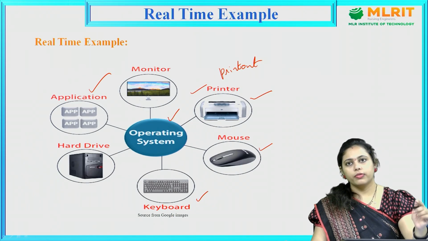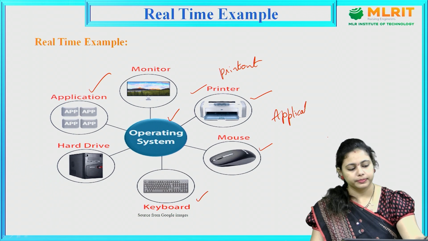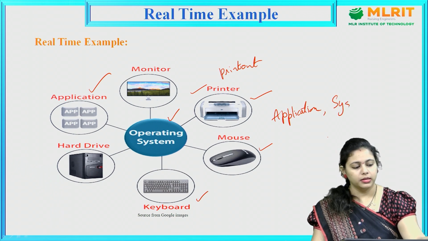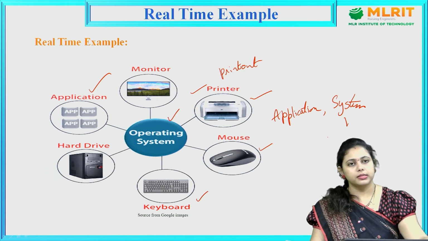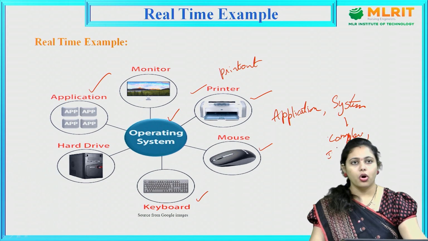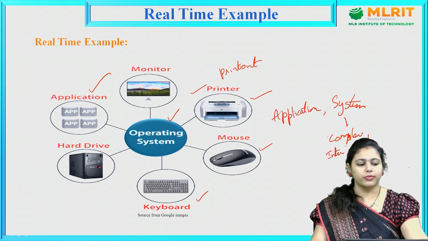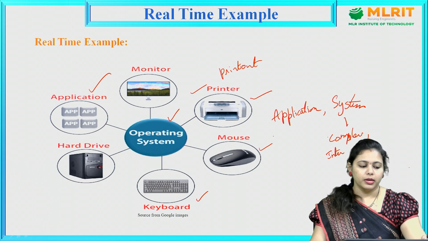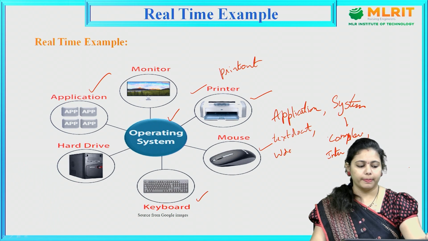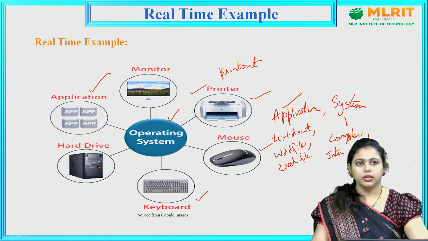Again, coming to the software, we have two types: application software and system software. Under system software, all these compilers, interpreters and editors come. All these come under the system software. Next, coming to application software, a text document, a Word file or an Excel file, all these come under my application software.